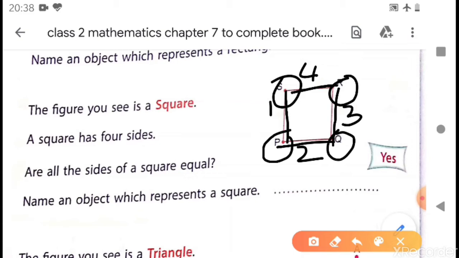Now name an object which represents a square. The most common example is one side of a dice. One side of a dice. The dice that you play with in Ludo, if you see one side of it, all the sides are squares. There are 6 sides, as 6 numbers are there, so all the sides are squares.